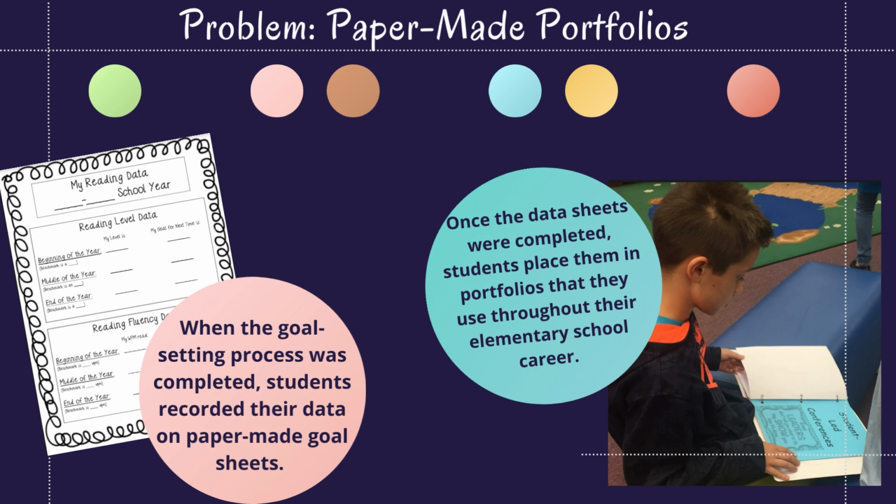Once the goal setting process was completed, students would record their data on paper made goal sheets, similar to the one you see here on the screen. These sheets were provided by the teacher for both the academic and personal goals. The goal sheets would not only include the data, but also how students would achieve the goal, how they would know if they were progressing towards the goal, and how, in achieving this goal, it would benefit their academic success.